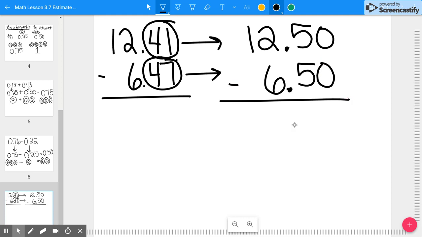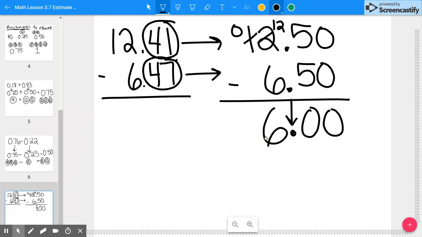So then I'm going to subtract it. Bring down my decimal points, remember. 0 minus 0 is 0, 5 minus 0 is 5, minus 5 is 0, and then regroup. 12 minus 6 is 6. So my answer for this one would be 6 as a whole number.